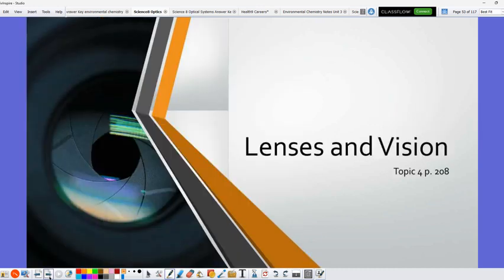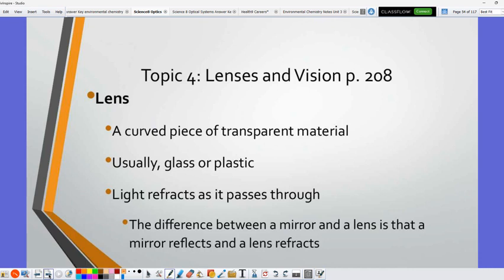And let's go ahead and look at lenses and vision. So this is topic 4, and I believe this is still into outcome number 2. A lens is a curved piece of transparent material, usually glass or plastic. The light refracts as it passes through. The difference between a mirror and a lens is the mirror reflects light and the lens refracts it.